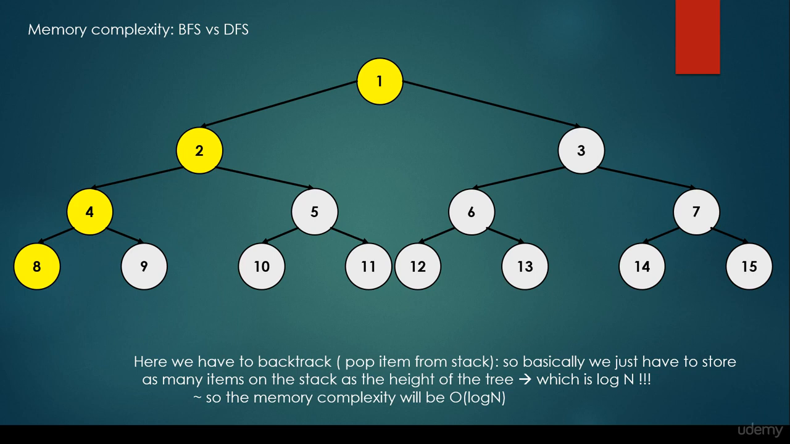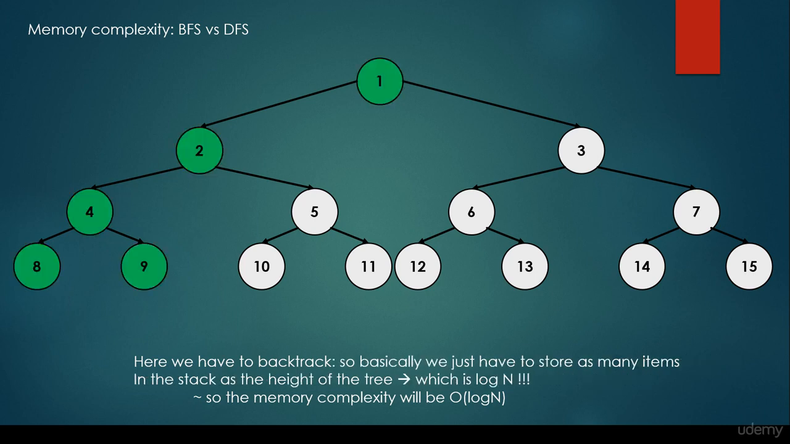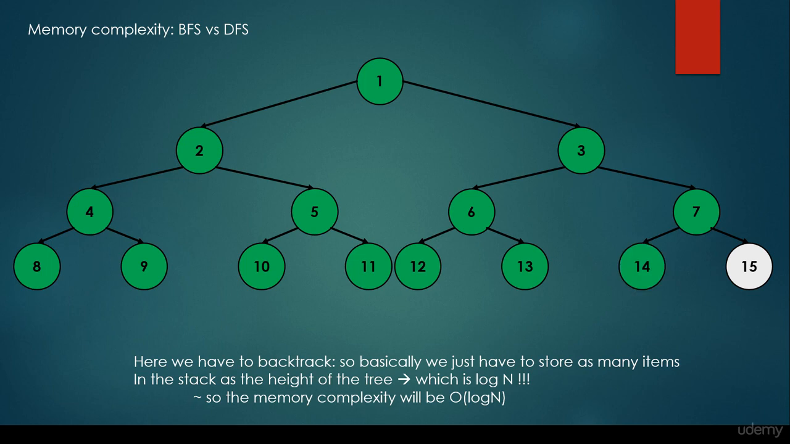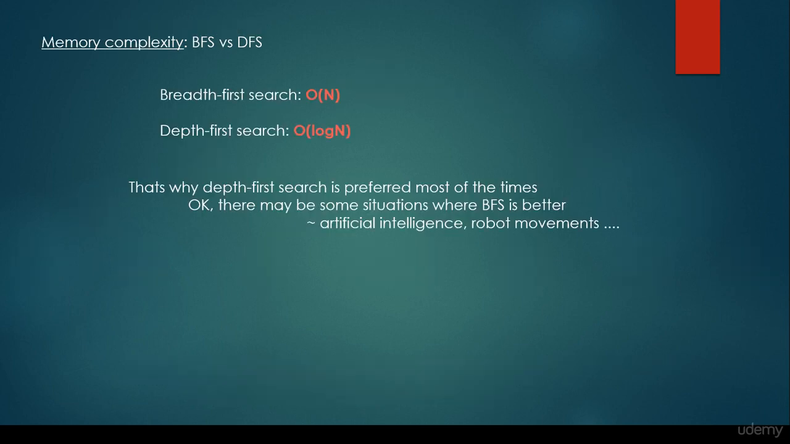And just to summarize again, if we continue the depth-first search on this given graph, then it's going to be the 9, then the 5, then the 10, then we backtrack again and visit the right child of 5, then we visit the right child of 1, then we visit 6, 12, 13, 7, 14 and 15 in the end. So just to summarize again, the memory complexity was the difference between breadth-first search and depth-first search.